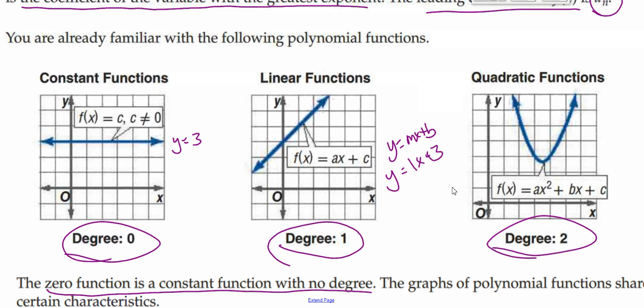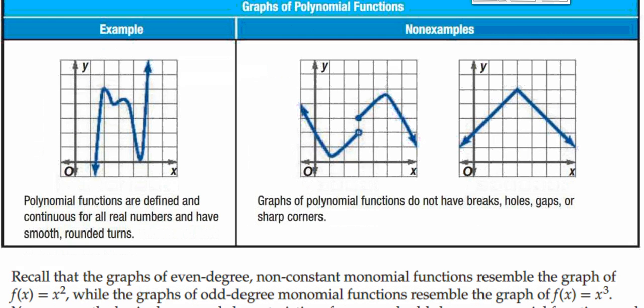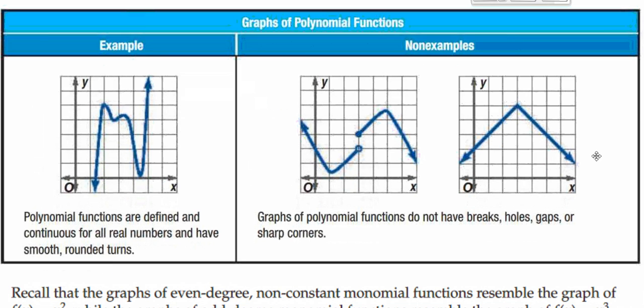There are some characteristics that these share. These are graphs of polynomial functions. Polynomial functions are defined and continuous for all real numbers and have smooth, rounded turns. Super important: smooth, rounded turns. So is it going to be continuous or is it going to have discontinuity? It's going to be continuous because it has those rounded turns as you go along.